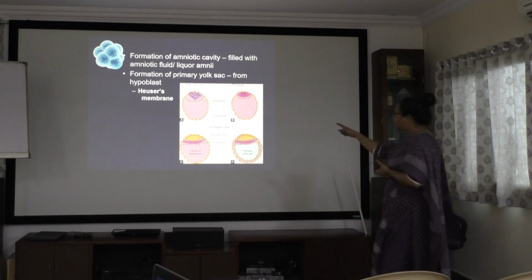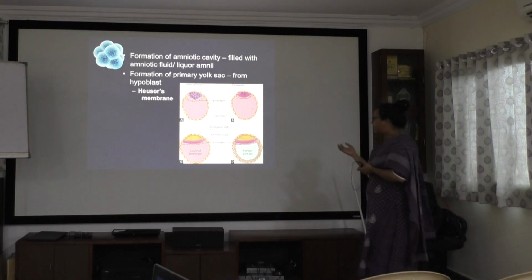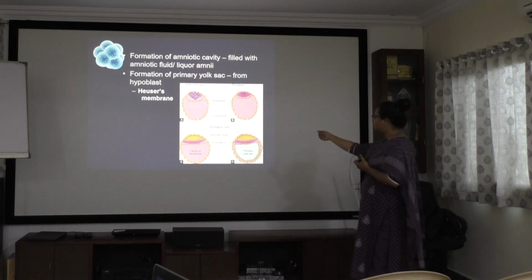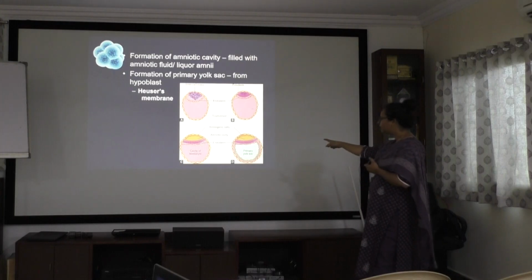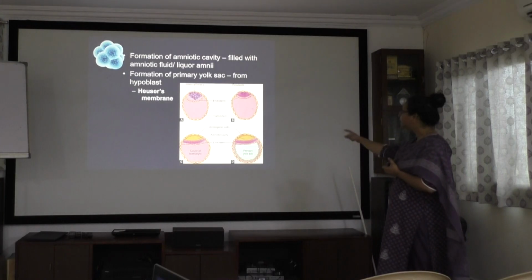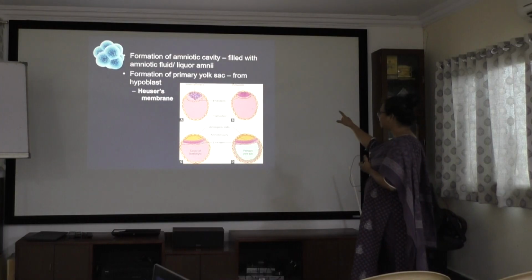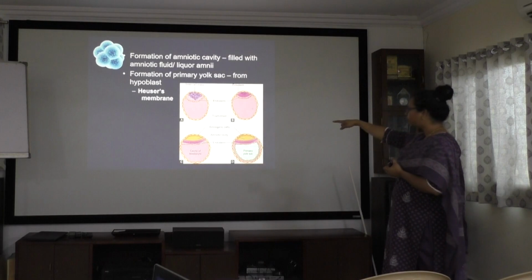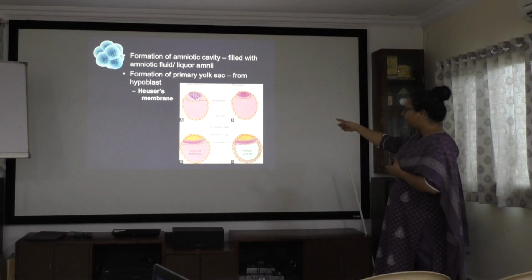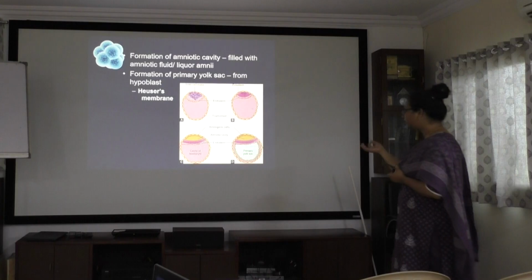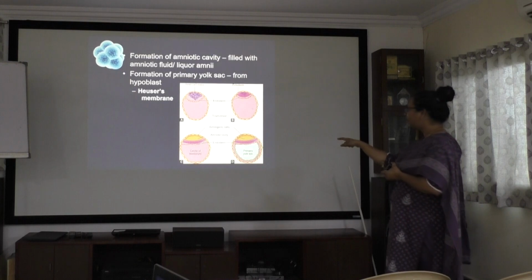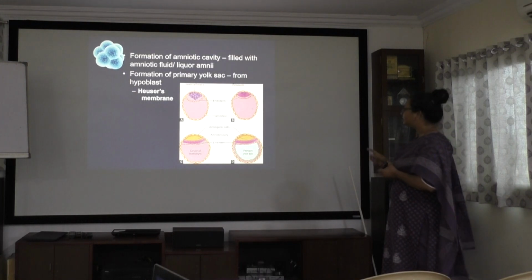The hypoblastic cells proliferate and produce a single layer which lines the inner blastocele. So there is a cavity formed, the primary yolk sac, which is lined entirely by the hypoblast layer. Similarly, the epiblast layer may produce the fluid called the amniotic fluid, and the roof of the amniotic cavity contains amniogenic cells which are produced from the trophoblast. So this amniotic cavity and the primary yolk sac are formed in the 3rd week.